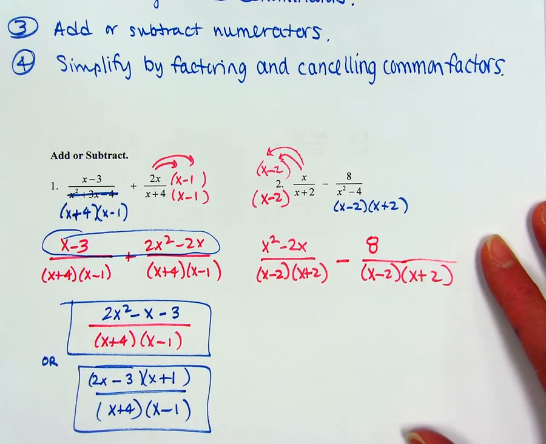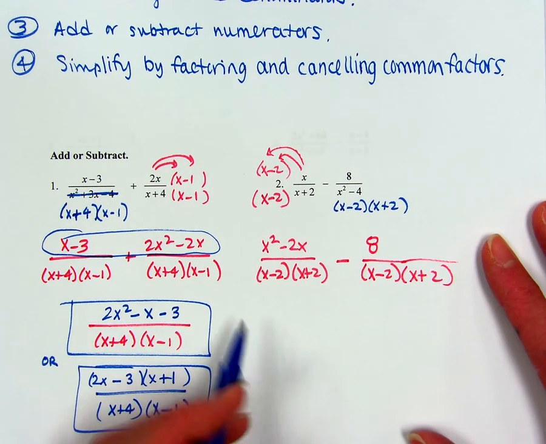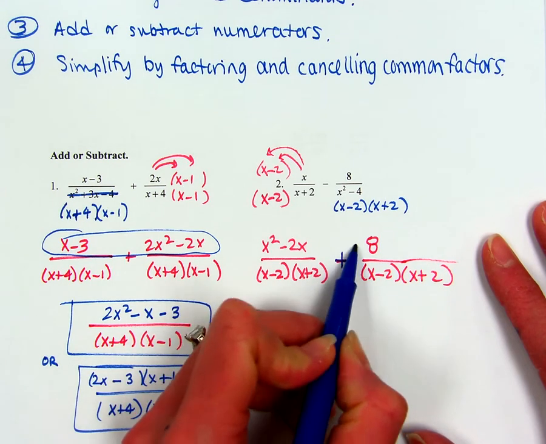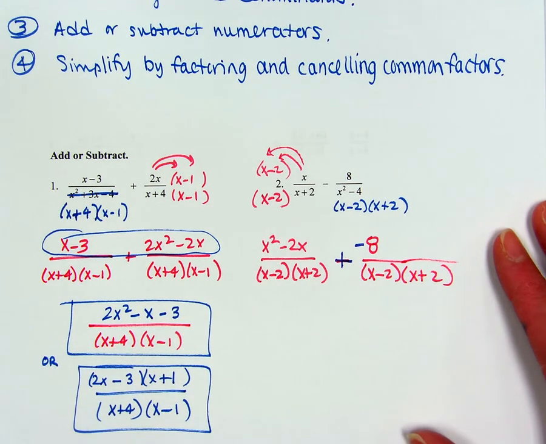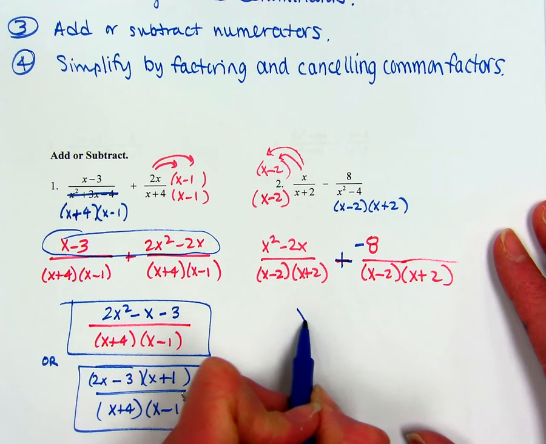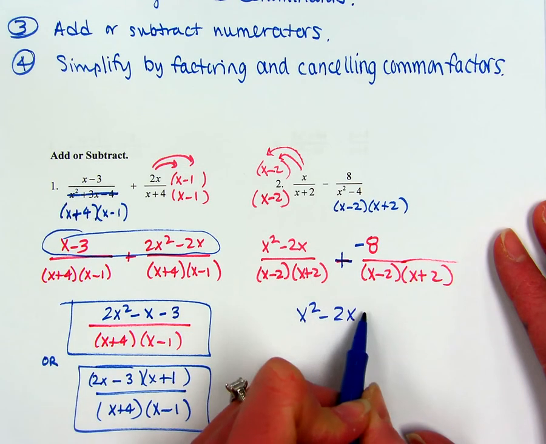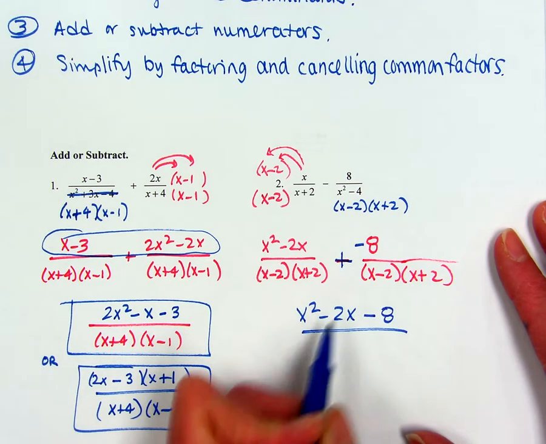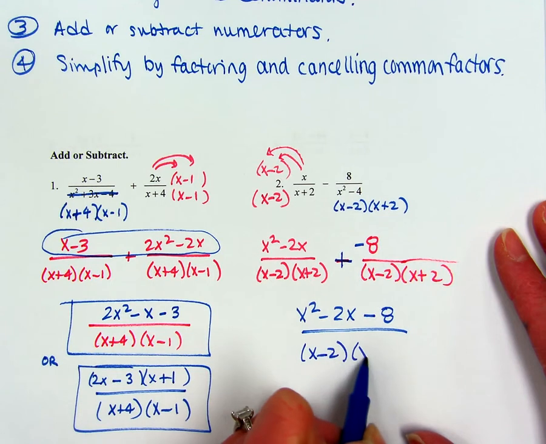Okay, so our goal was to get common denominators. Now we have the same denominator. Whenever I see a subtraction, let's make that add the opposite. Then I don't have to worry about it anymore. Now that I have the same denominator, I can add together my numerators. Nothing really adds together, but I just put it in the correct order.